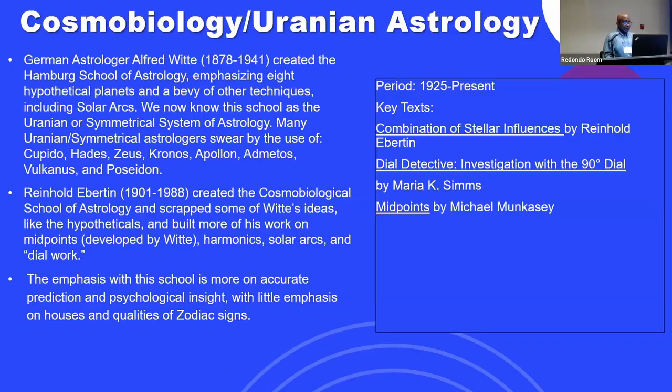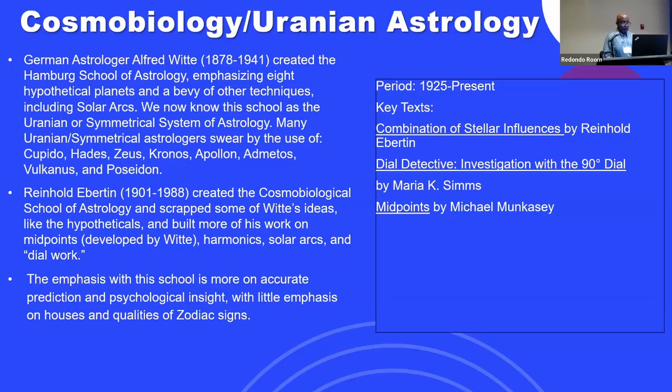So I really wanted to emphasize this particular one because I had to study it for my certification with NCGR. As I mentioned here, it starts with Alfred Witte, and it goes pretty much from 1925 to present. And it also develops, because it starts using the eight, I guess, hypothetical planets, which we've not found, but are still very useful in analysis.